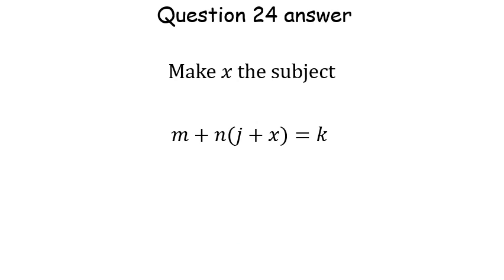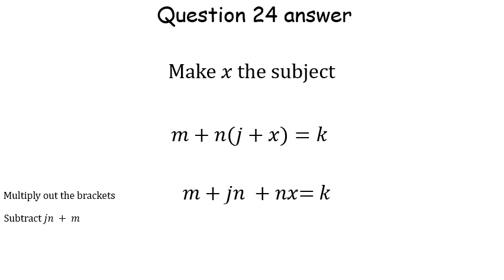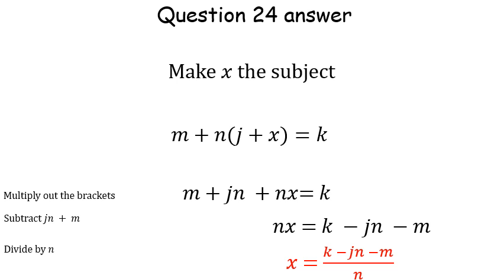Question 24. I first multiplied out the brackets, and then I subtracted jn and m to get the x term on its own. I then divided by n, getting x equals k minus jn minus m all over n.